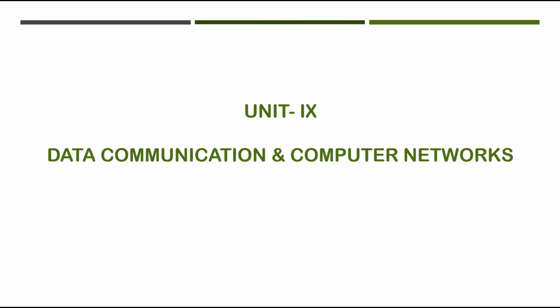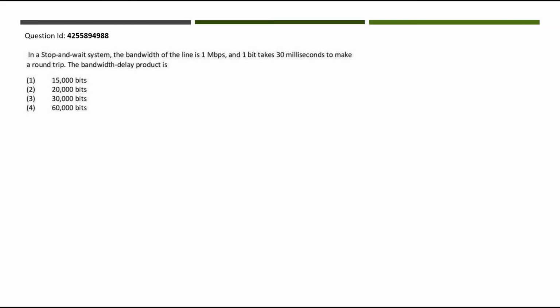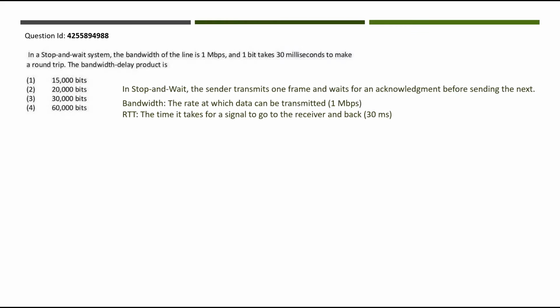Let's solve Unit 9 Data Communication and Computer Networks questions. In a stop and wait system, the bandwidth of the line is 1 megabits per second and 1 bit takes 30 milliseconds to make a round trip. The bandwidth delay product is. Before getting on to the calculation, let's first understand the context of this question.